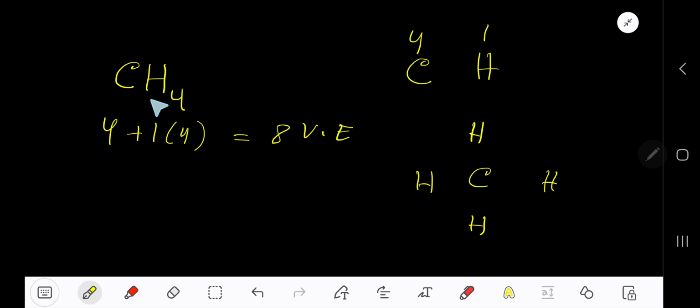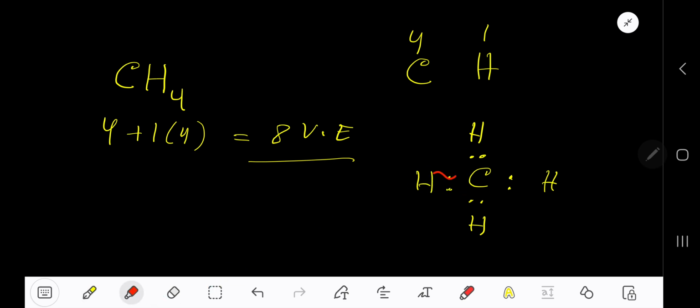These 8 valence electrons have 2 tasks at the same time. The first task is to connect these 5 atoms together, and the second task is to satisfy the duet for hydrogen and octet for carbon. So let me connect. For connecting, just place 2 dots for every pair. So look, 2, 4, 6, 8. We have used 8 valence electrons, and here totally we have 8.